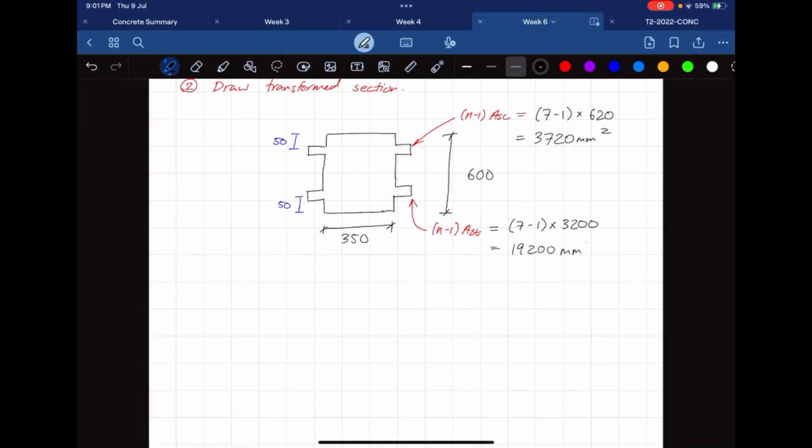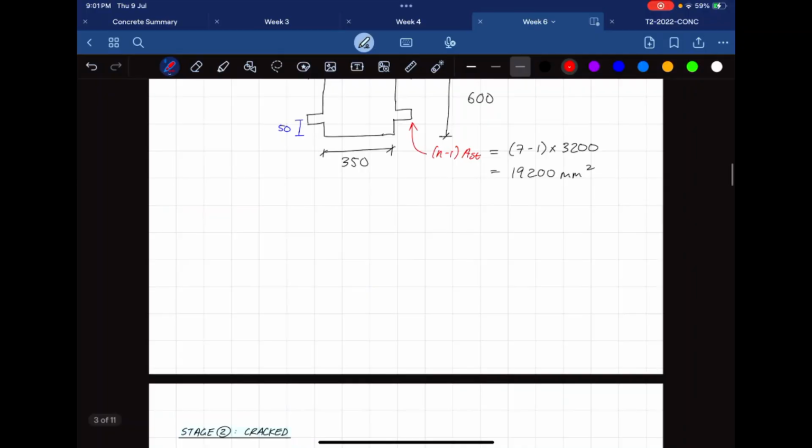19,200 mm squared. Okay, lovely. So we pretty much have everything we need. Now I'm going to explain how to figure out dn. The formula for dn is the sum of yi ai over the sum of ai.